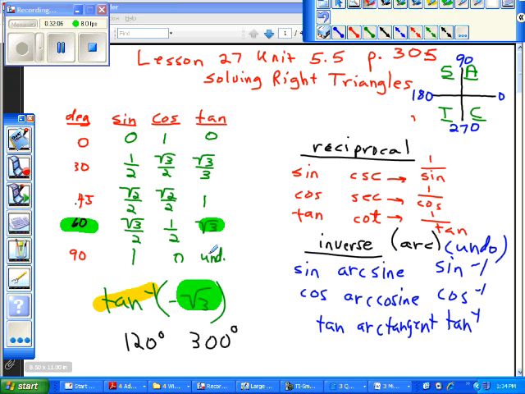So I know it's 60, but it's negative. And I've got to think about where tangent is negative. When I go back to this, tangent is positive here and here. Therefore, tangent is negative in quadrants 2 and 4. If I'm talking about 60 degrees in quadrant 1, that puts me 60 degrees before the 180, which is 120. And if I'm talking about 60 degrees in quadrant 4, that puts me 60 degrees before 360, which is 300.